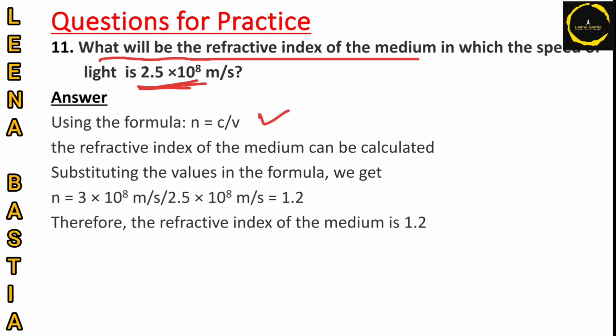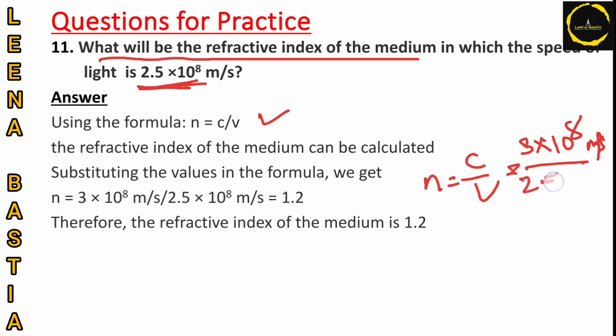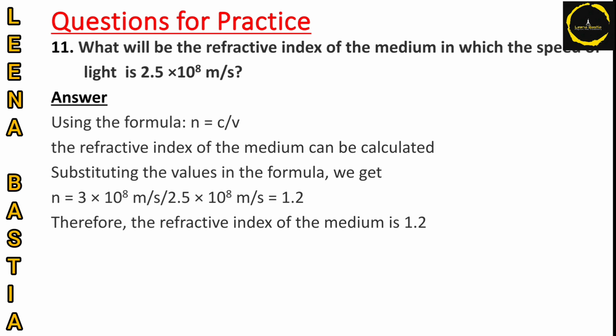So let us first write the formula here. The refractive index of the medium can be calculated by substituting the values in the formula. So what will we get? Refractive index is c by v. It is quite easy, a direct one. So 3 into 10 to the power 8 meter per second by 2.5 into 10 to the power 8 meter per second. Meter per second cancels, 10 to the power 8 cancels. So 3 by 2.5. After calculating, you will get 1.2. So the refractive index of the medium becomes 1.2.